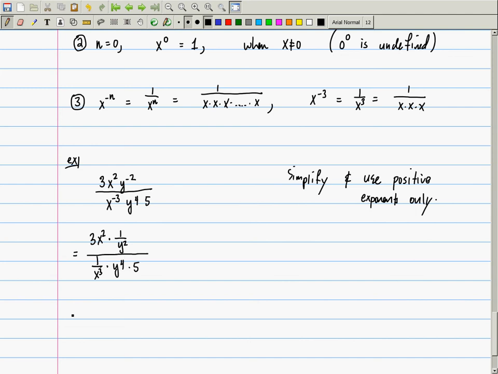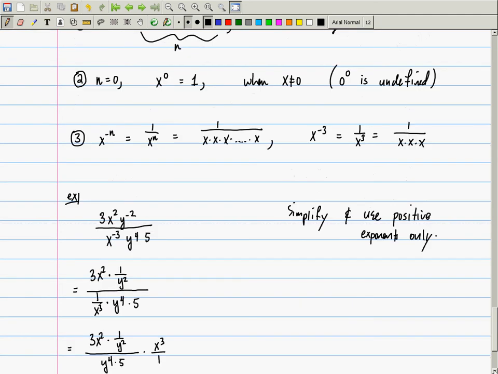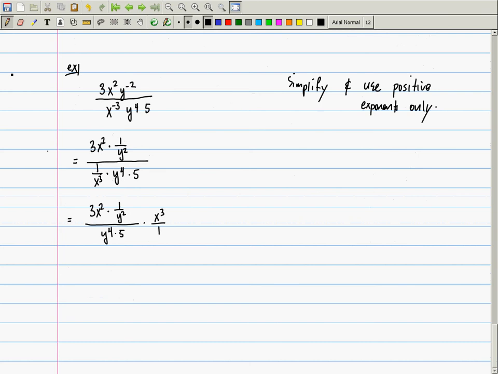Okay, so now I can say that here we're dividing by a fraction. Division by a fraction is the same as what? Multiplication by its reciprocal. So this is 3x squared multiplied by 1 over y squared in the numerator, just leaving the numerator the same, and then y to the 4th multiplied by 5, and now I'm going to move this 1 over x cubed over here and say that that's x cubed over 1. So instead of dividing by 1 over x cubed, it's the same as multiplication by x cubed over 1, its reciprocal. Okay, good.